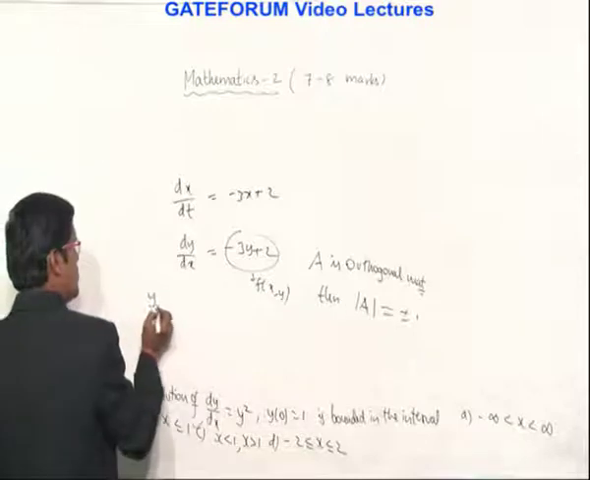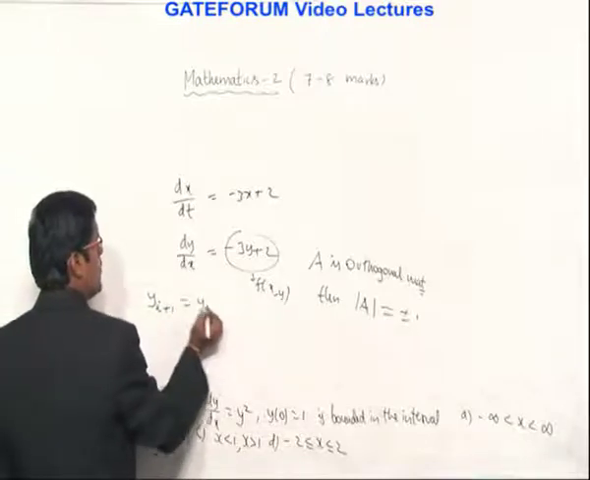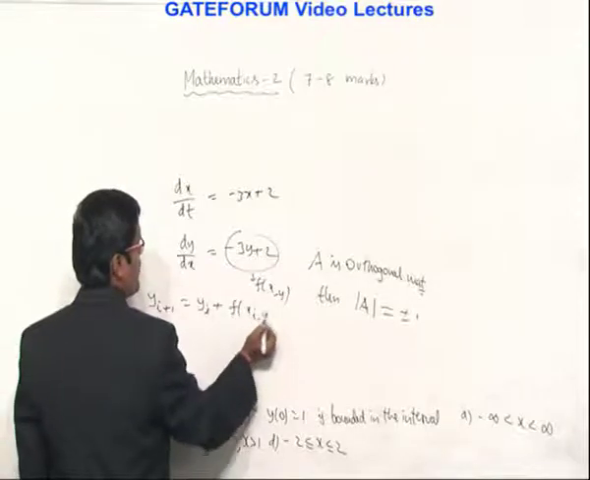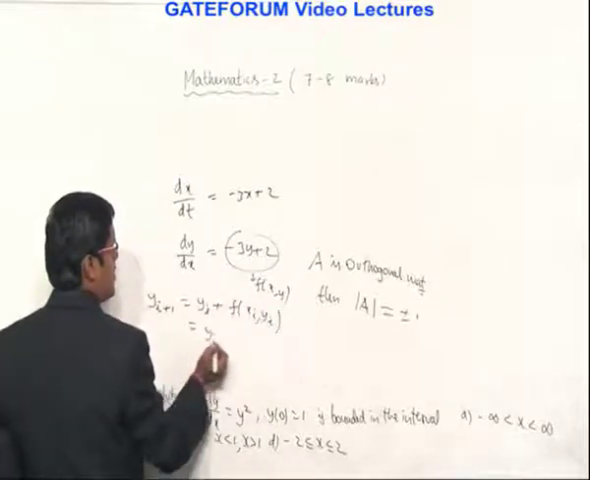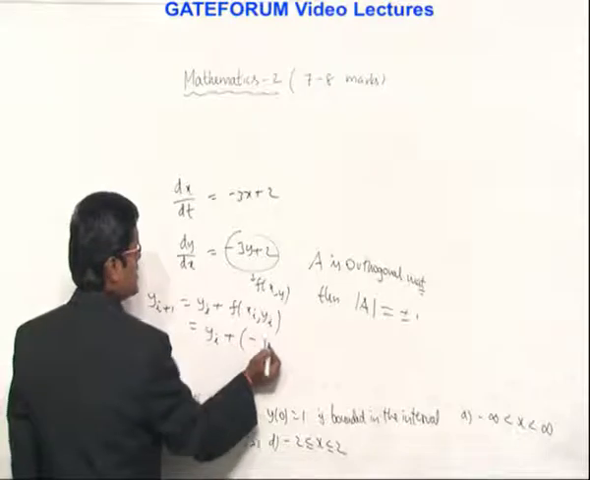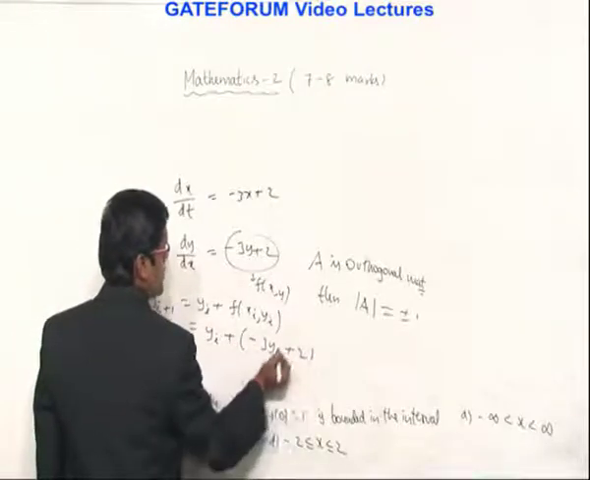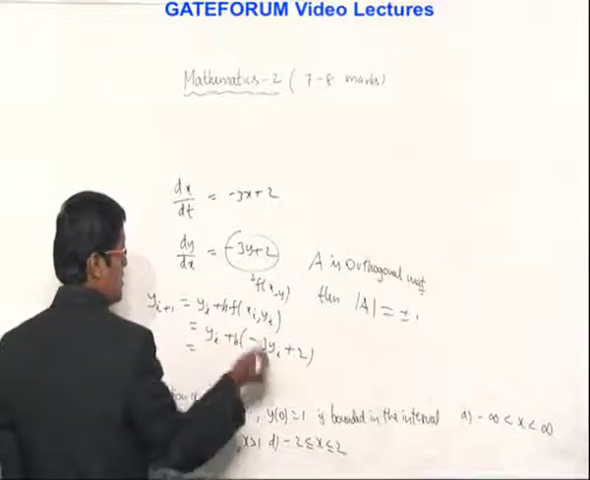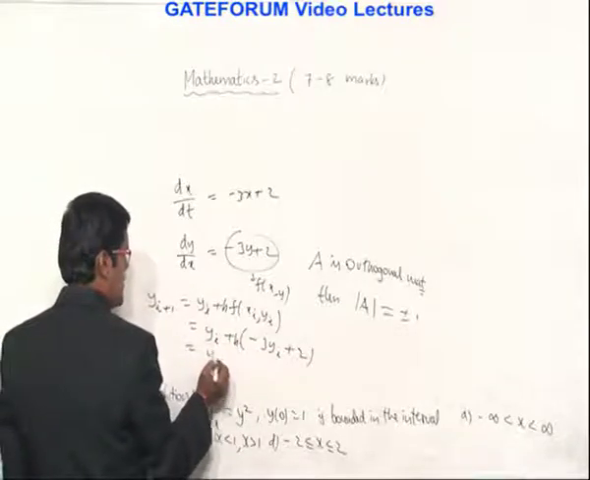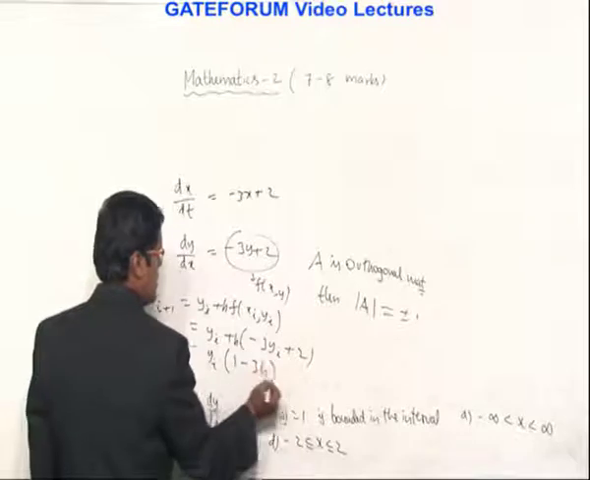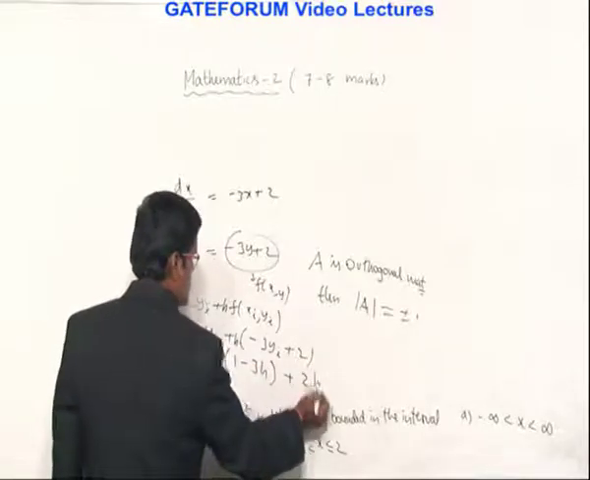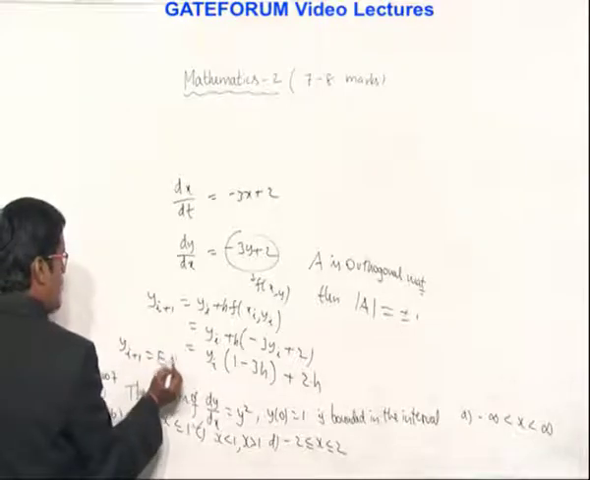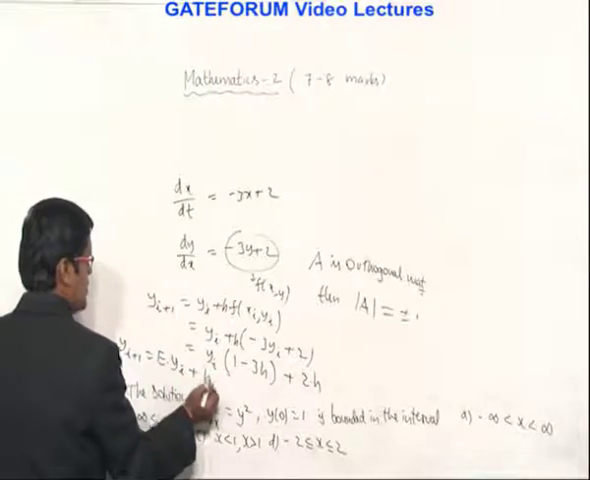Now, what is Euler's formula? y(i+1) is equal to yi plus h times f of xi comma yi. Now this f of xi comma yi means minus 3yi plus 2, multiplied by h. Now this can be rearranged: take yi common, yi into (1 minus 3h) plus the remaining 2h. So this is in the form of y(i+1) is equal to e into yi plus h into k.